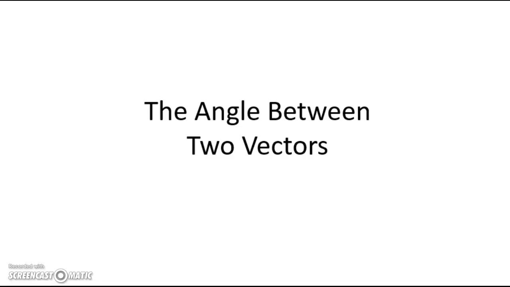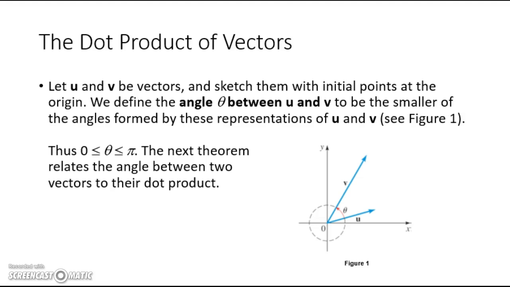We're going to talk about how to find the angle between two vectors. We already know how to find the positive angle between the x-axis, or the positive horizontal axis, and a vector in the plane, but now we're going to find how to find the angle between two vectors in the plane.